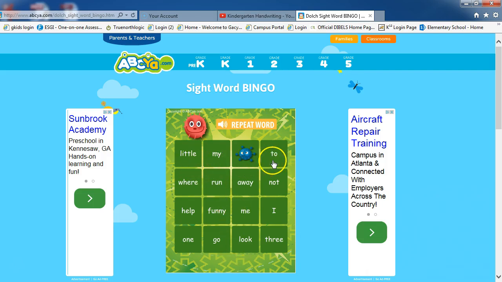Have your student look through all of these words. If they're having trouble, say the word again. Go. What does go start with? I know your student is working hard to learn their letter sounds, so once they hear that word go, they should be able to recognize that that starts with a G.